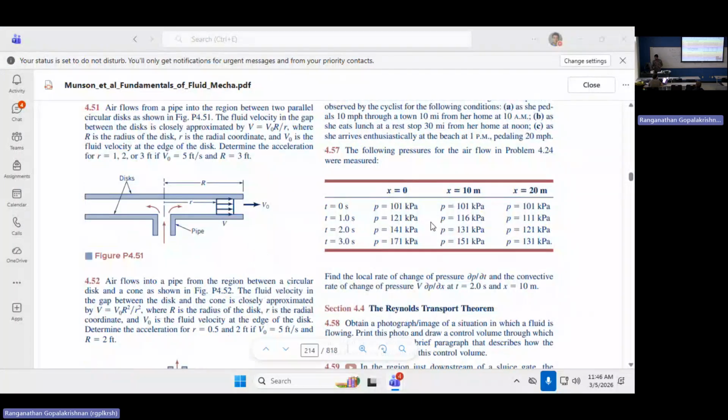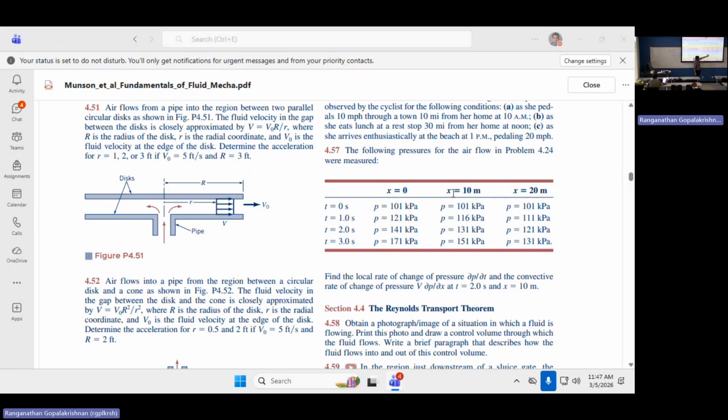Okay, problem 4.57. The following pressures were recorded. Same field, same values of x and t. It's like at every point they put two sensors, one to record velocity and one to record pressure, and they have provided the data.